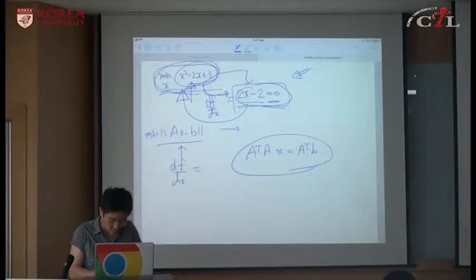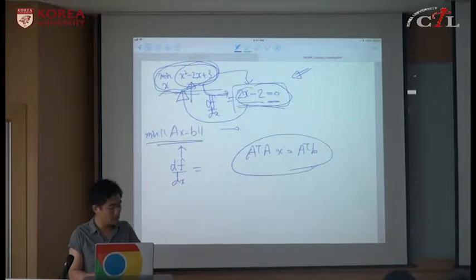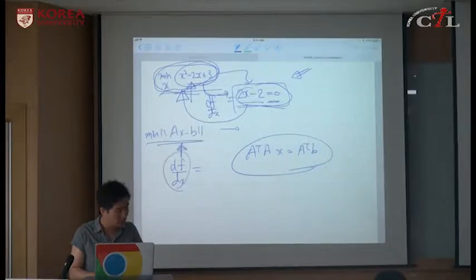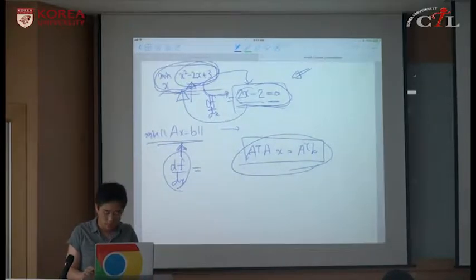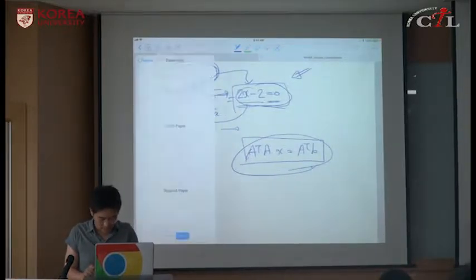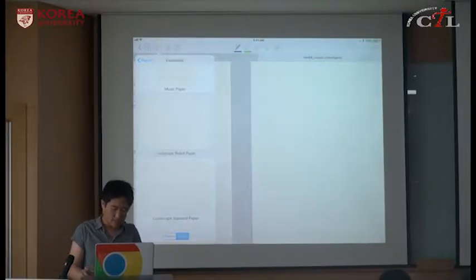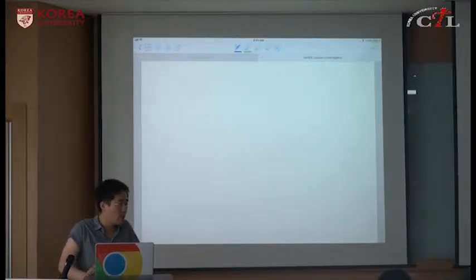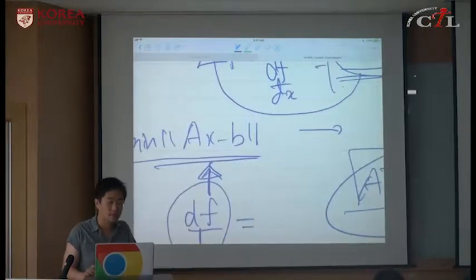Back to this least squares problem, we want to minimize this, and if we take the derivative of this and set it to 0, that equation will be obtained as this. So let's derive this. Although it is not discussed in the book, I'd like to describe how we do the differentiation on this kind of complicated form.